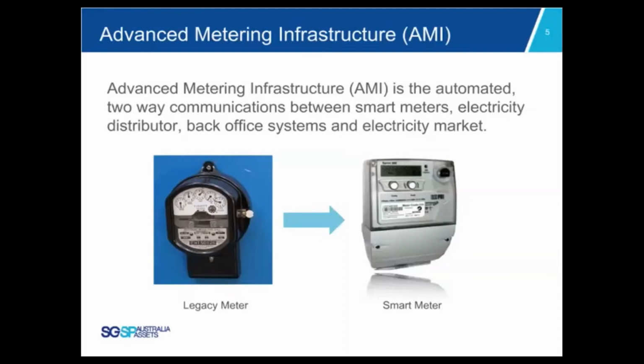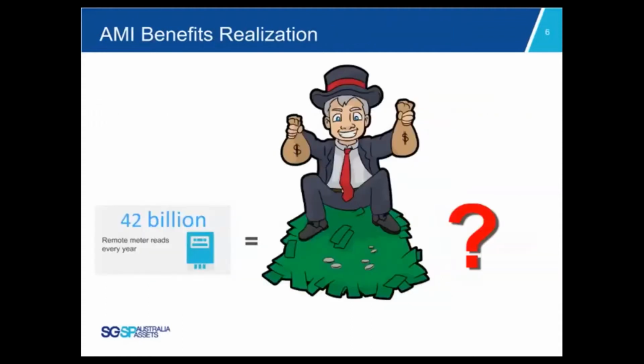AMI is automated two-way communications between smart meters, electricity distributor, back office system, and the electricity market. Smart meters have now been providing benefits that have never been available with the traditional metering setup, taking up the flexibility of dynamic pricing to match customers' own consumption behavior, connecting and disconnecting remotely, feeding generation from solar PV panels back to the grid, and gaining credits, which has essentially changed the electricity being consumed.